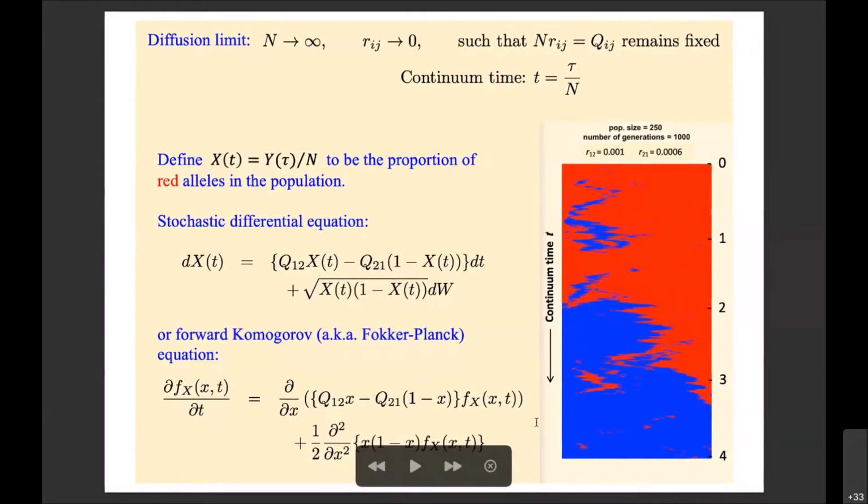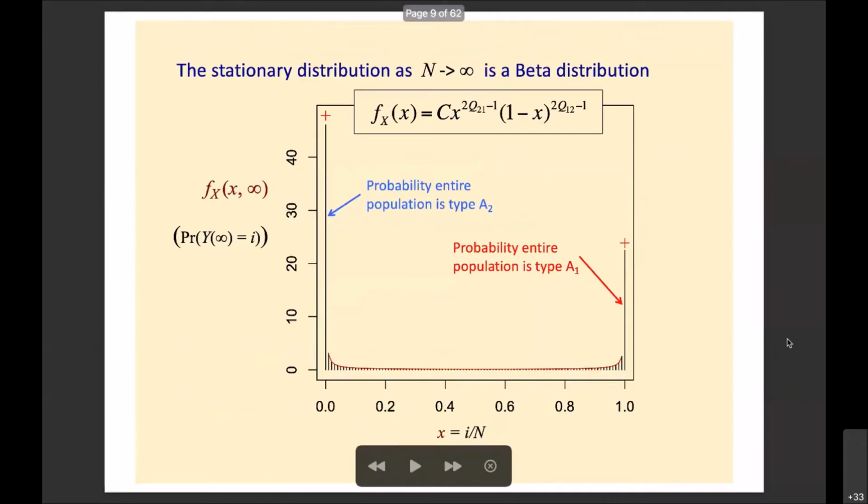Now we can solve that equation. This is one reason we go to the continuum limit: whereas in the original discrete model it wasn't possible to solve that, we can actually solve this differential equation. And what I'm going to show you is the stationary distribution, which is well known. It's actually been known for a very long time. The stationary distribution is a beta distribution.